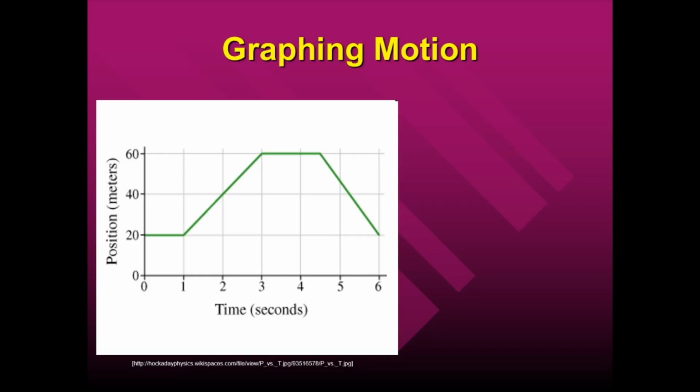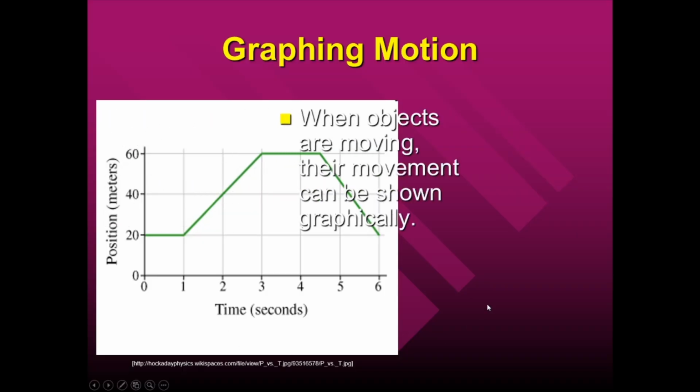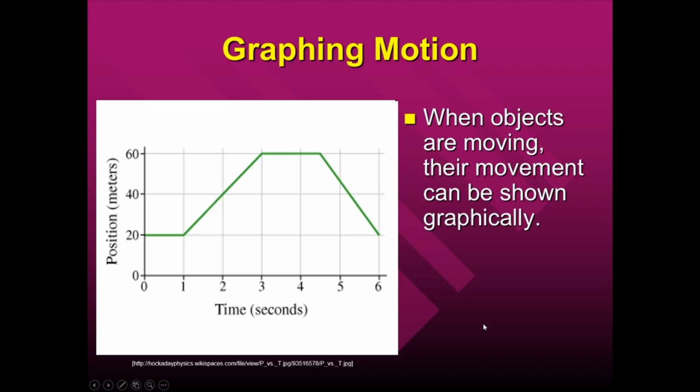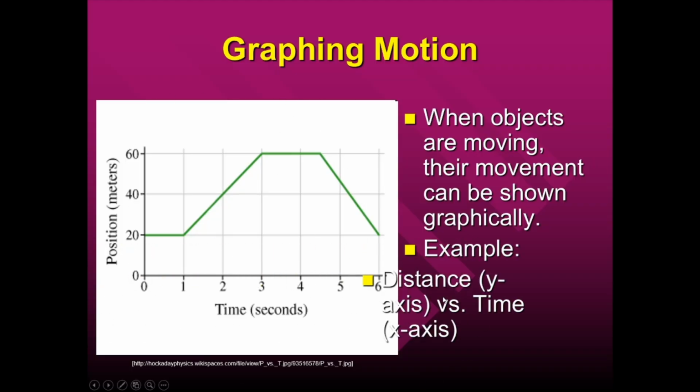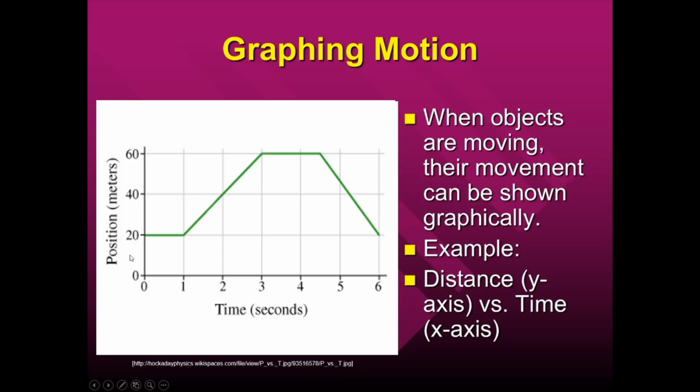When it comes to motion and tracking objects through time, we can actually use graphical methods to represent their position. When objects are moving, their movement can be shown graphically just like this. So this is an example of a graph. For example, we could do distance on the y-axis versus time on the x-axis, graphed right here. We have this little graph where we show the position of an object versus time in seconds, and I want you to predict what's happening through all these different lines here. I'll give you a hint with the first one.